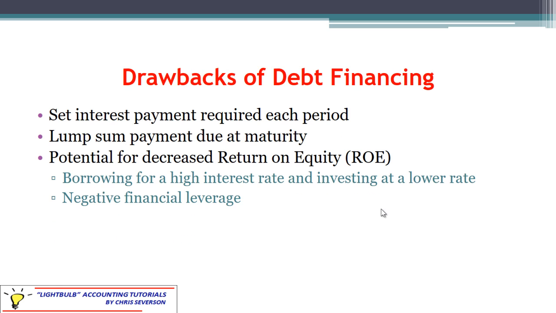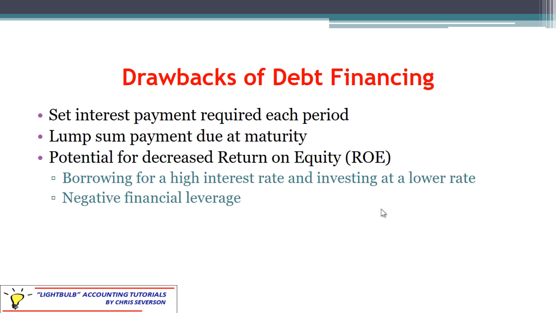Now, the drawbacks of debt financing. First of all, you have a set interest payment you have to make every period. There's no question about it. It's not like a dividend with ownership, where you can make a decision as to whether to declare dividends. Interest is locked in. You're contractually obligated, and if you decide not to pay, those bondholders could possibly force you into bankruptcy. The other drawback is that you have that lump sum payment due at maturity. Even though you may not be paying any principal along the way, that full principal, that full face value, is due at maturity.